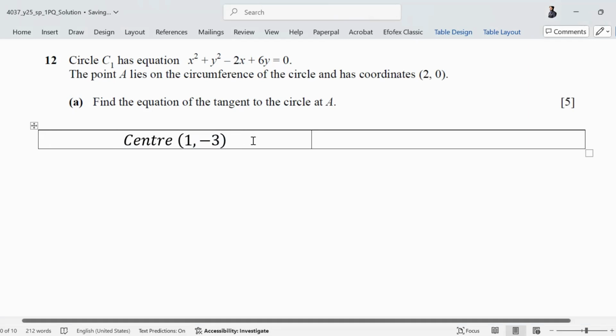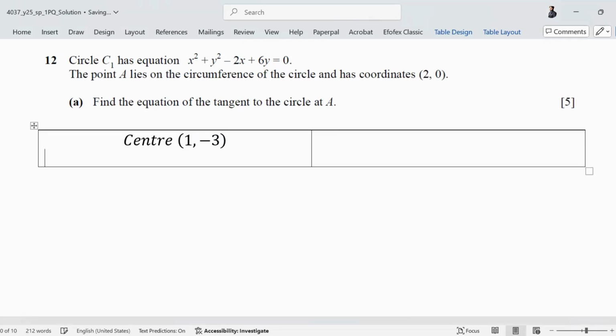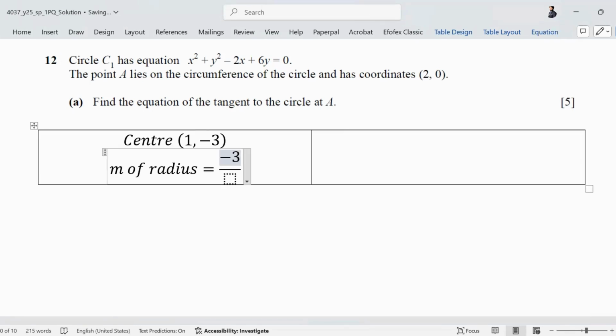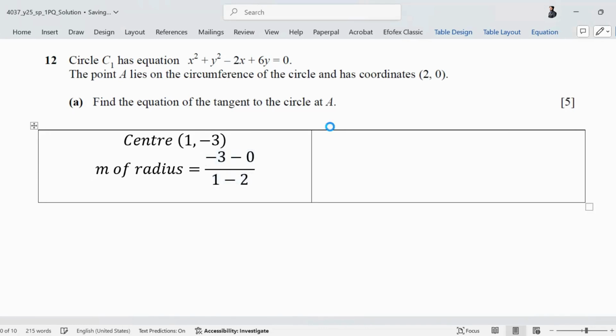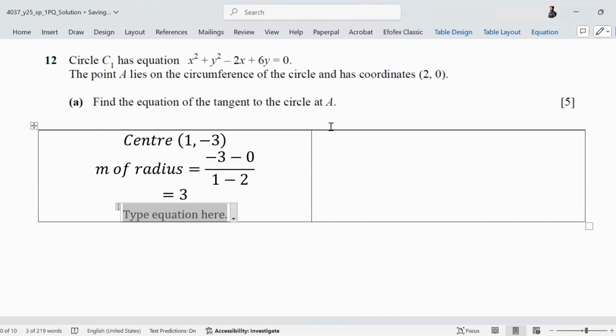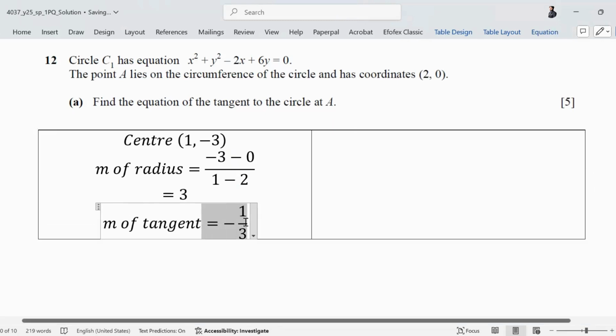Okay, now from the center to point A, which is 2, 0, can I find the gradient of the radius? Which radius, from the center to A. So if I take y2 minus y1, minus 3 minus 0, upon x2 minus x1, 1 minus 2. So minus 3 upon minus 1, which is 3. So the gradient of radius is 3. I know that the tangent is perpendicular to the radius. So gradient of tangent will be -1 upon 3. I have figured out the gradient of the tangent at A.